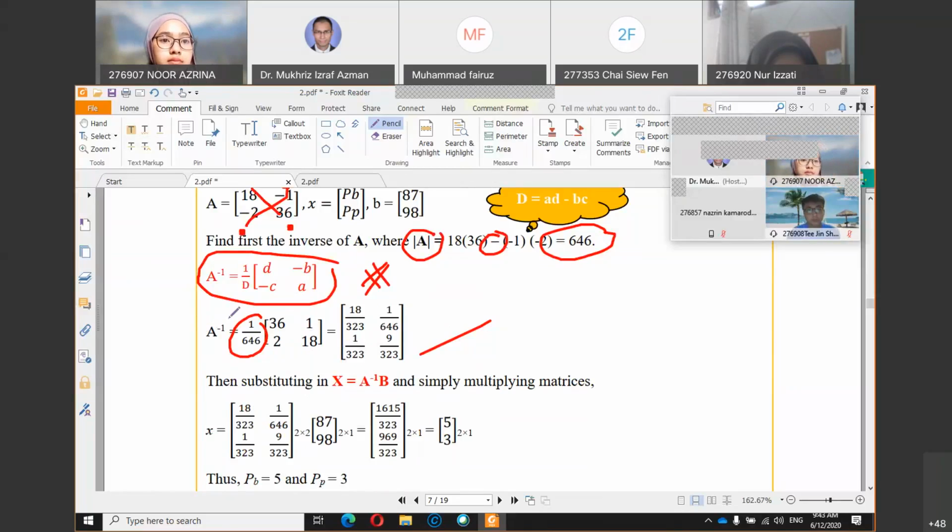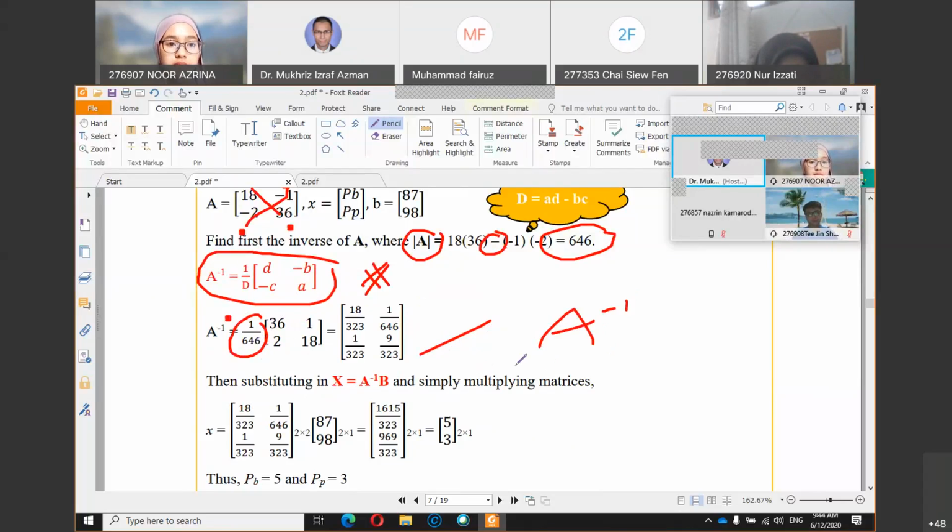this whole thing is what you call the matrix inverse, the inverse of A. This one is your determinant. The modulus sign for A is not the inverse. The inverse of A is this one. A inverse is 1 over the determinant multiplied by this value. And then finally when you multiply, you get 36 divided by 646. So this answer here is what you call A inverse, the inverse of matrix A.